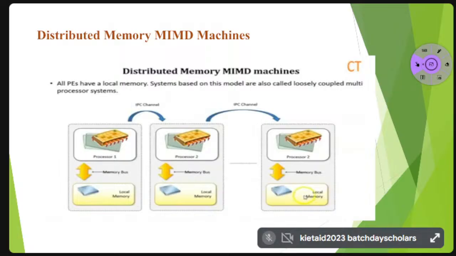This is the structure of distributed memory MIMD machines. Normally MIMD machines are multiple instruction, multiple data. Processor 1 is processing its own data set, processor 2 is processing its own data set. As a distributed system, every processor will have its own memory: processor 1 local memory, processor 2 local memory, and so on, and processor N will also have its own local memory. This is the structure of the distributed MIMD system, where each processor has its own memory to process the individual data set.